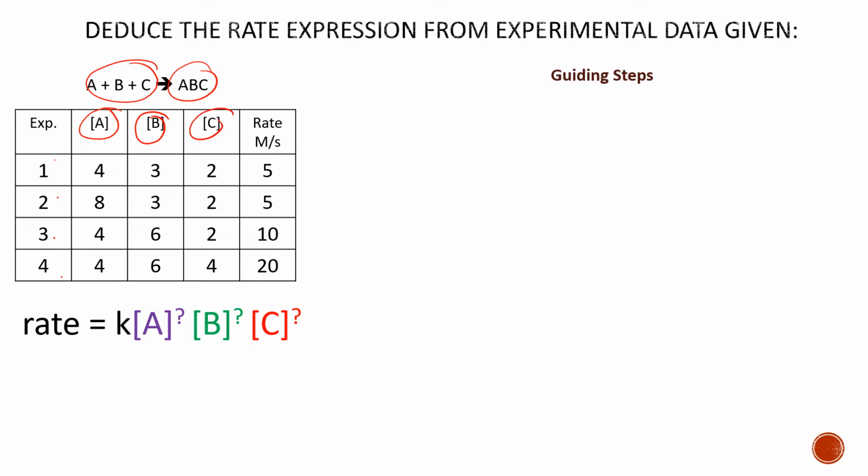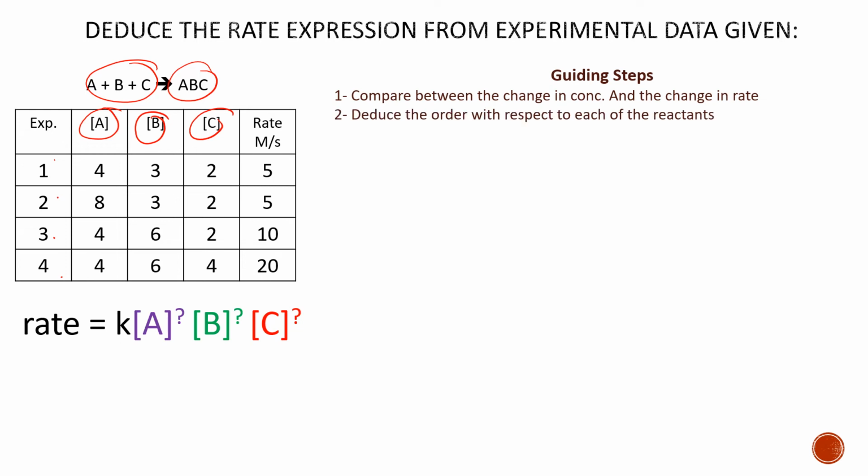We have here some guiding steps. What are those guiding steps? Compare between the change in concentration and the change in rate. Deduce the order with respect to each of the reactants. Number 3, the order should be the power of the factor of concentration change. This is a very, very simple step, or very simple problem.